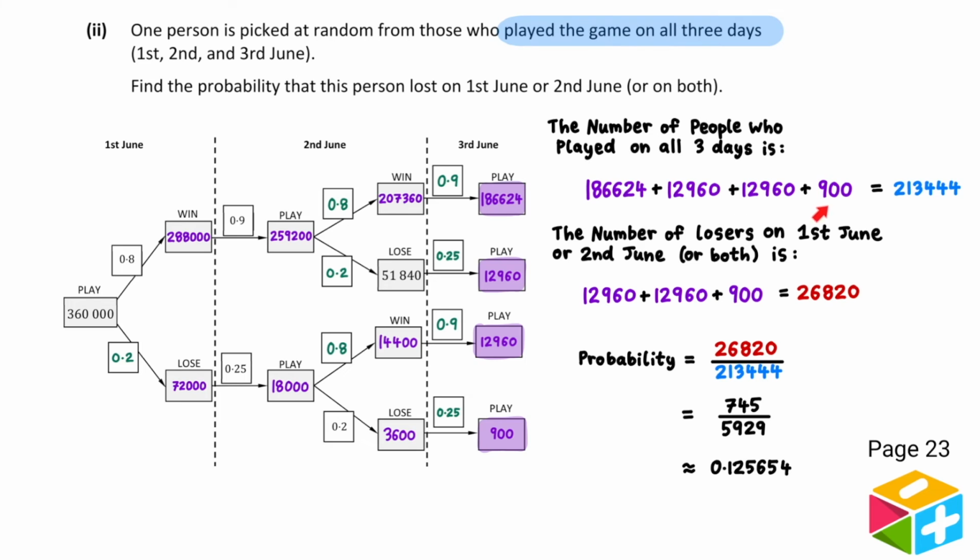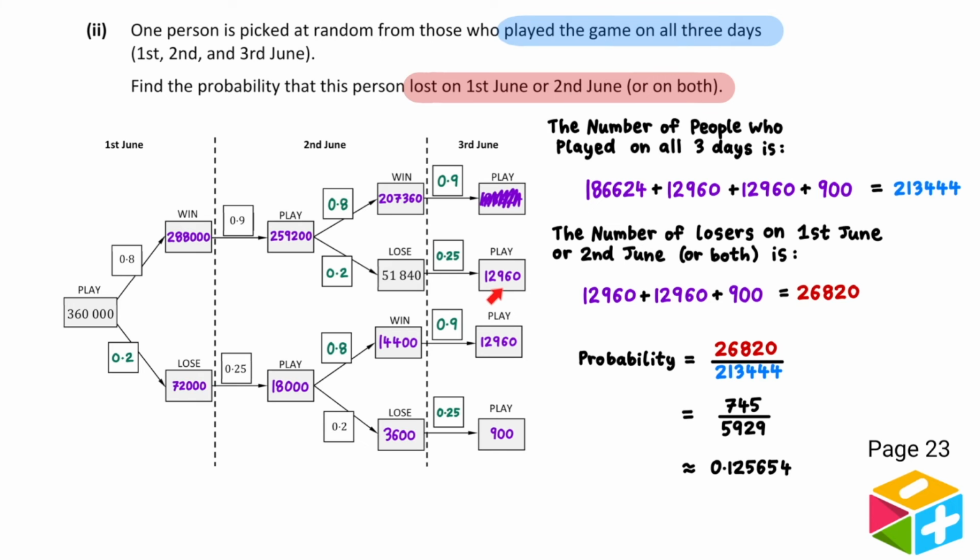When we do this, we end up with 213,444. So, how many of these people lost a game on the 1st of June, 2nd of June, or both? Well, the 186,624 in the top box represents the players who won on the 1st of June and won again on the 2nd of June. So these guys didn't lose on either day.